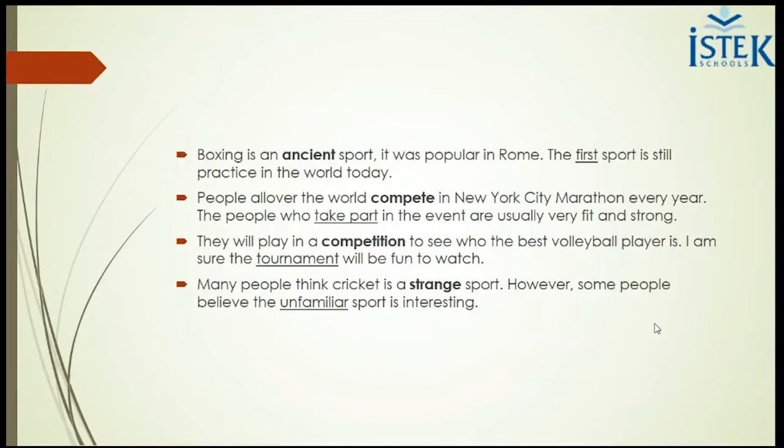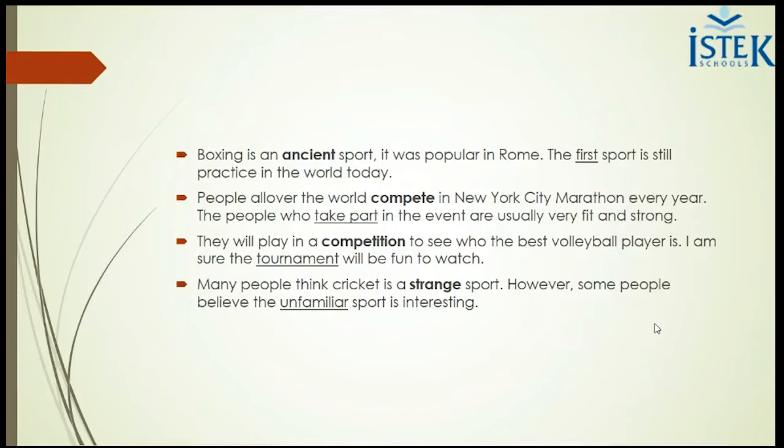The second sentence is: people all over the world compete in the New York City Marathon every year. The people who take part in the event are usually very fit and strong. So compete and take part are the same. Take part is synonymous to compete. Again, instead of repeating compete all over again, I rather find the best word that is closely related to compete to use in the second sentence. So this is very fun in the writing.